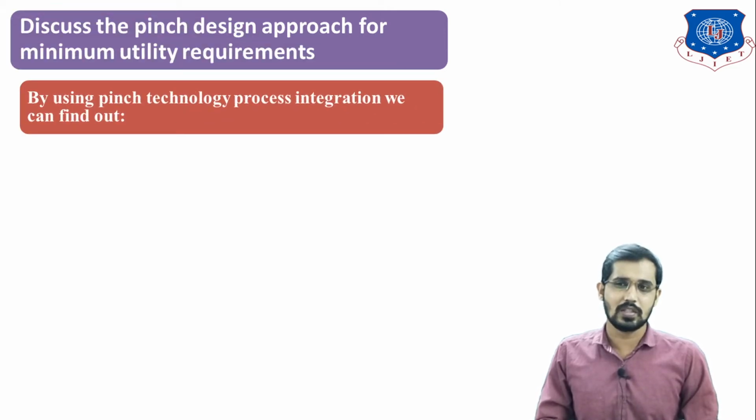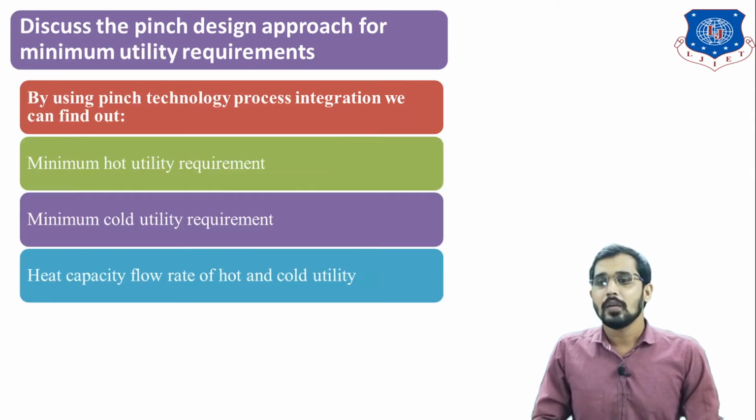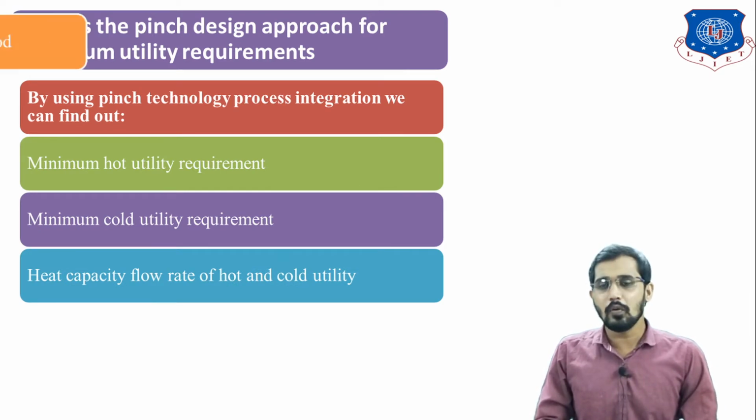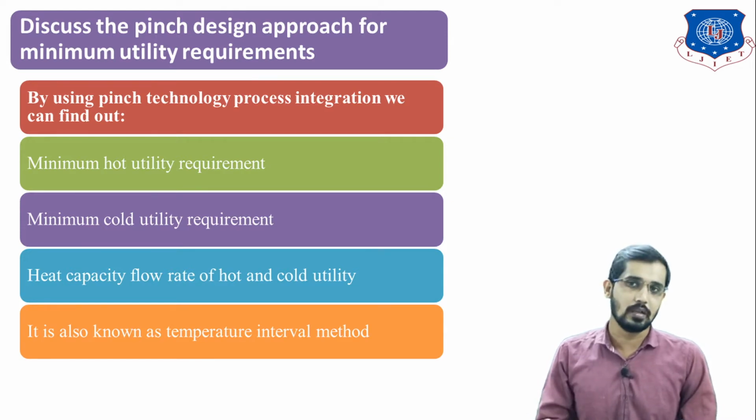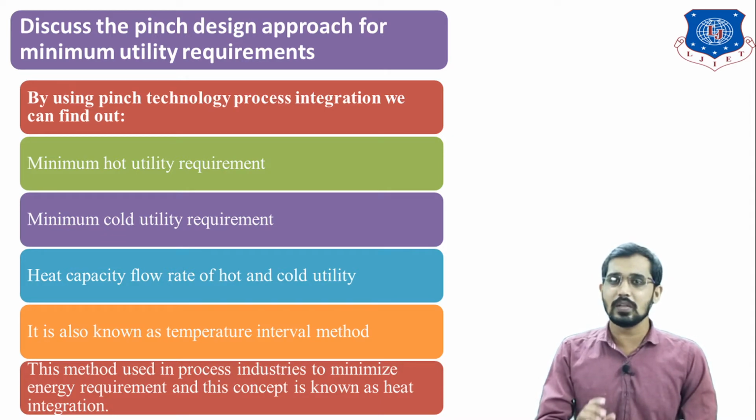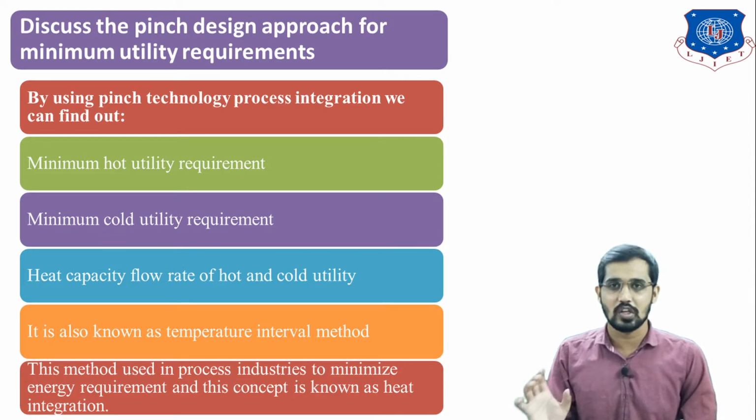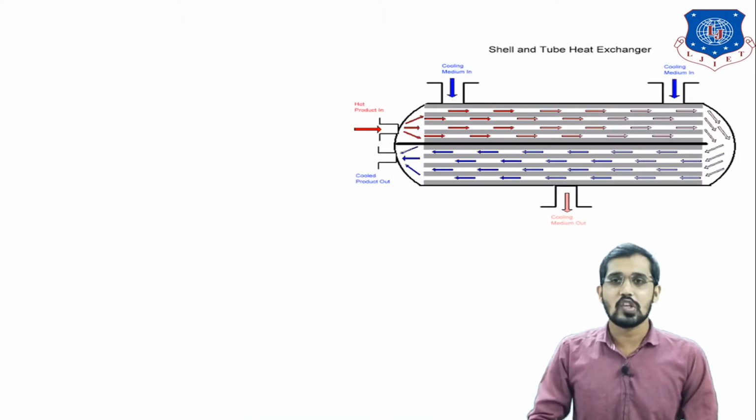By using this concept, we can find the minimum hot utility requirement, the minimum cold utility requirement, and we can also find the heat capacity flow rate for the hot stream and cold stream. But before that, you should know this method is also known as the temperature interval method, and it is used in process industries to minimize the energy requirement. This concept is nothing but process integration or energy integration. This is the figure for a shell and tube heat exchanger.